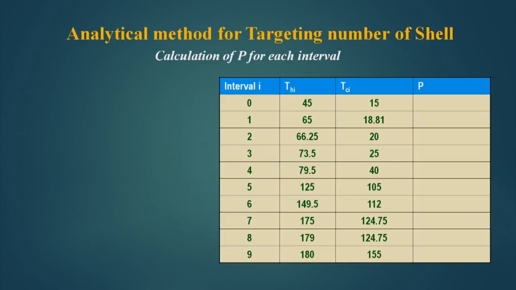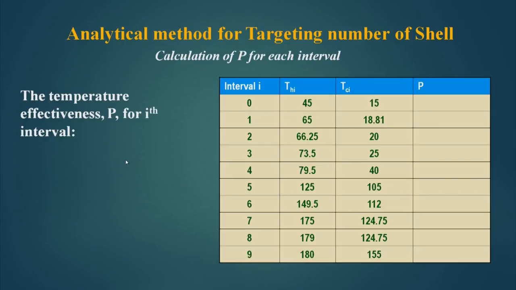So, let us see the calculation procedure for P. I have told you that for calculation of the number of cells, we have to first calculate the value of P and R. This is required. P values and R values can be computed through the known values, that is THI and TCI. So, we have 0 interval, 1, 2, 3, 4, 5, 6, 7, 8, 9 intervals. To calculate P in the ith interval, the formula is P_i equals THI minus THI minus 1, divided by THI minus TCI minus 1.